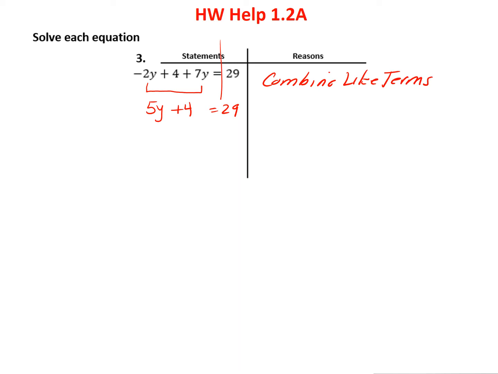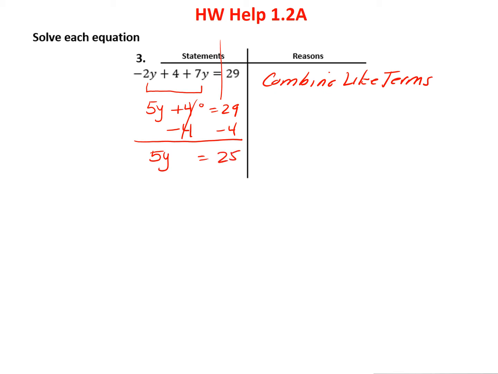And now we have our 2-step equation. We have y multiplied by 5 and then adding 4. And we typically find it easier to undo the addition or subtraction first. So we're going to undo the plus 4. What's the opposite of adding 4? Subtracting 4. But this time we have to do it to both sides of the equation. So 4 minus 4 is 0, so we have 5y equals 29 minus 4 is 25.